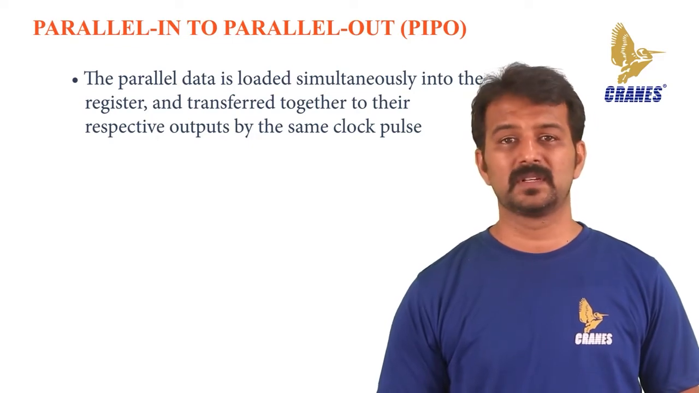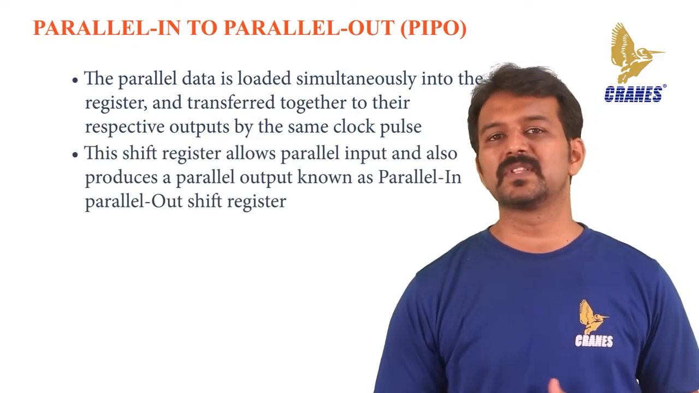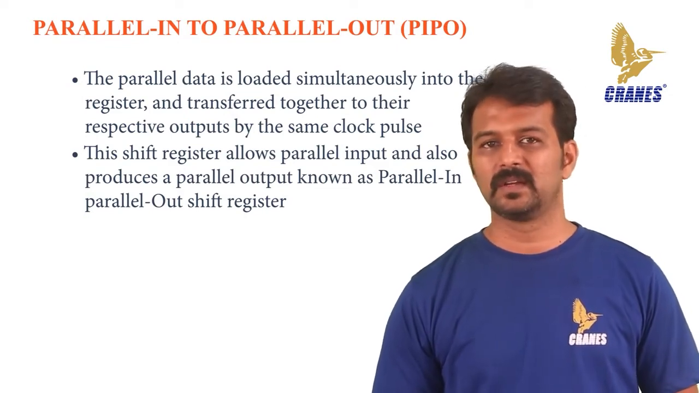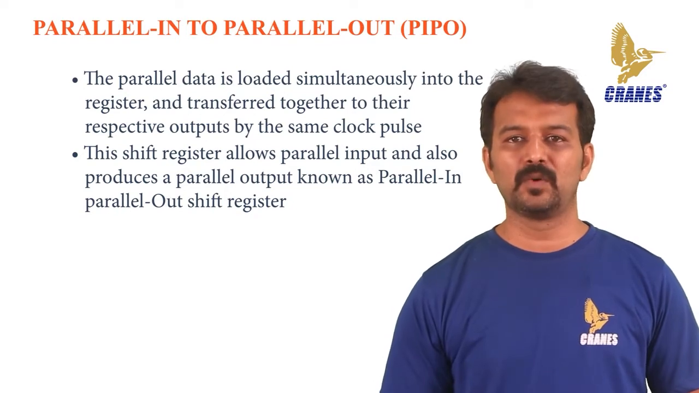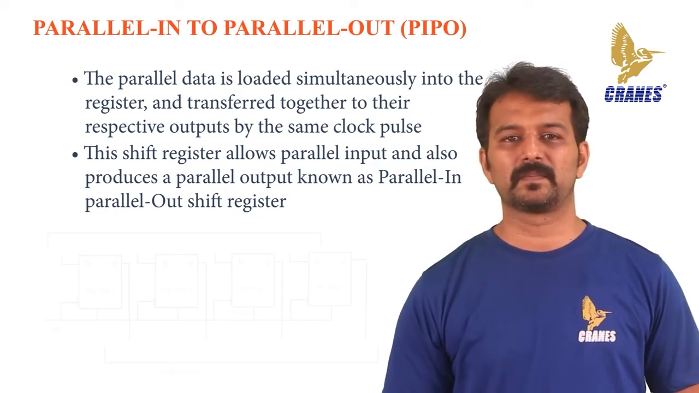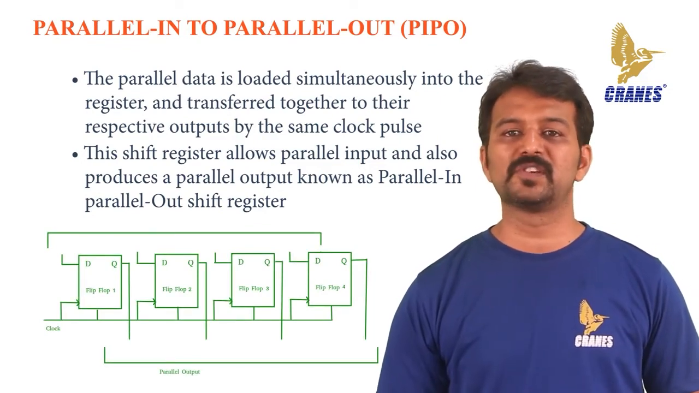same clock pulse. This shift register allows parallel input, that is the data is given separately to each flip-flop and it is loaded in a simultaneous manner. And it also produces a parallel output, which is known as a parallel in, parallel out shift register. The logic circuit shows a parallel in, parallel out shift register.